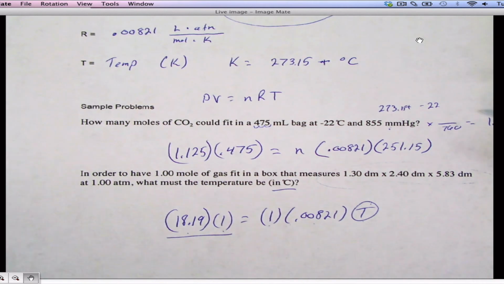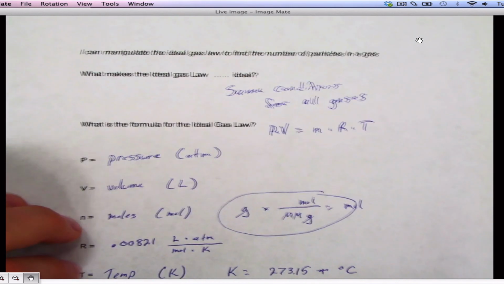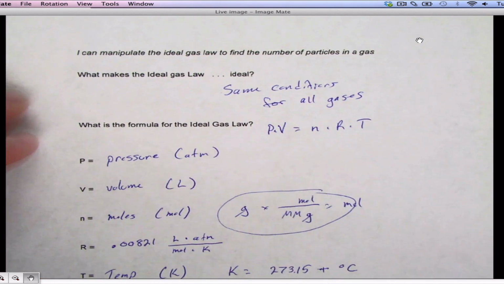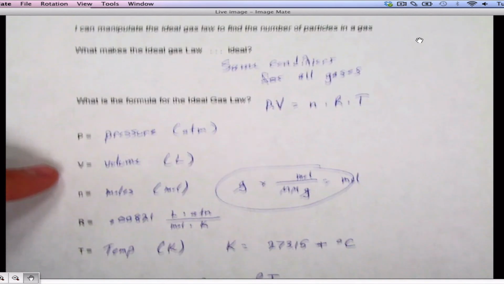So hopefully this gives you a rough idea. We'll do more examples in class. But that is the ideal gas law. Under the same conditions for all gases, this stuff should all help and be useful. All right, so remember the specifics.